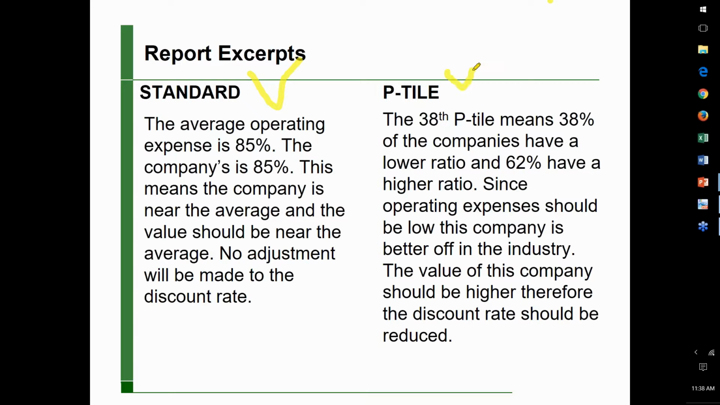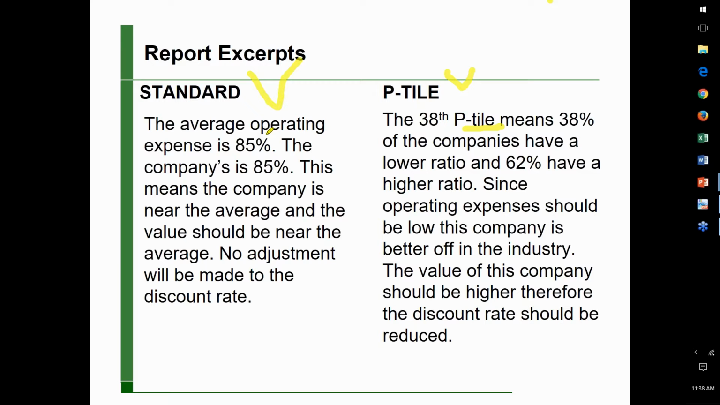Or we can say this one over here with the p-tile information. The 38th percentile means 38% of the companies have a lower ratio and 62% have a higher ratio. Since operating expenses should be low, this company is better off in the industry. And the value of this company should be higher, and therefore the discount rate should be reduced. We're doing that based off of this idea of the percentile. We can go in and calculate how many percentile in an industry it is.